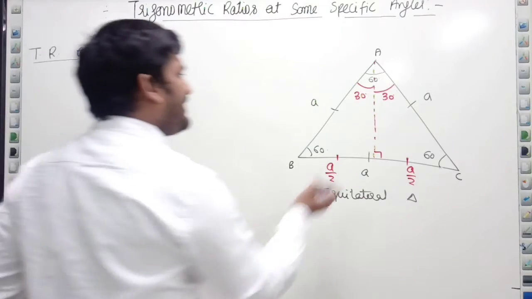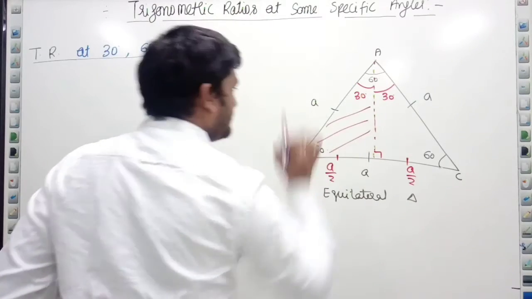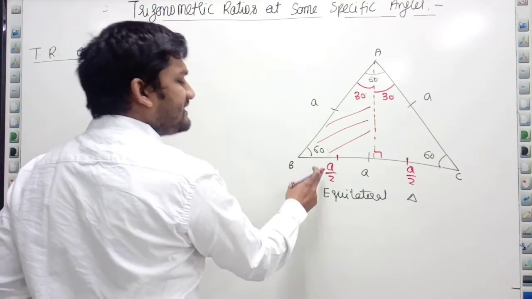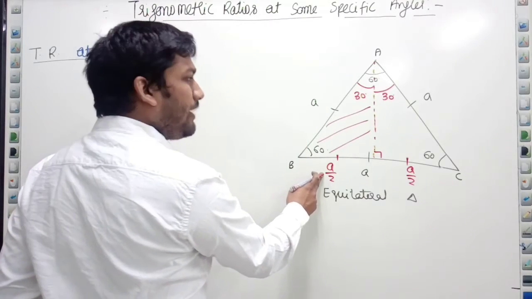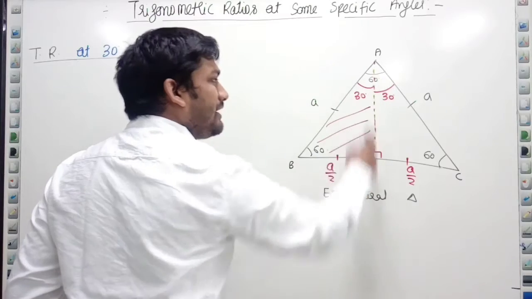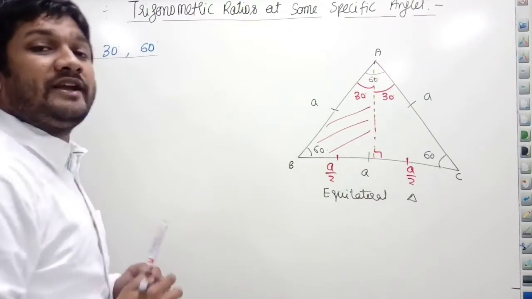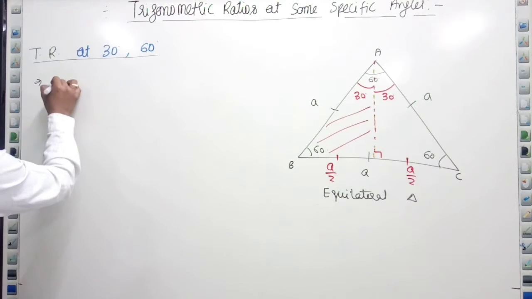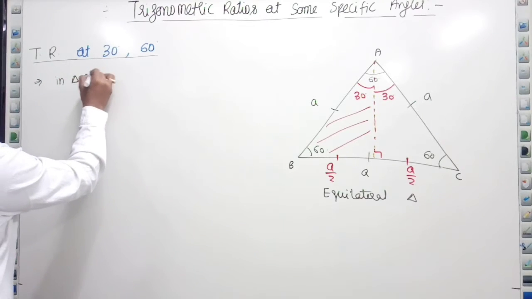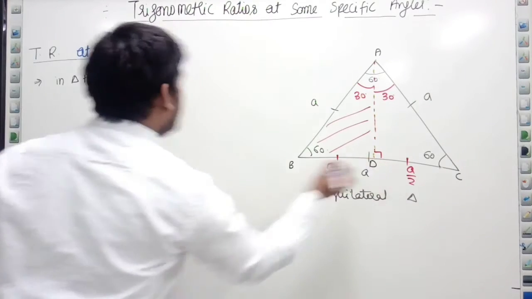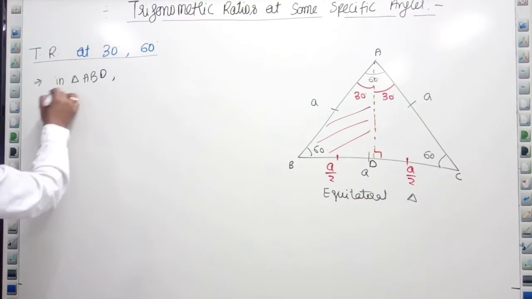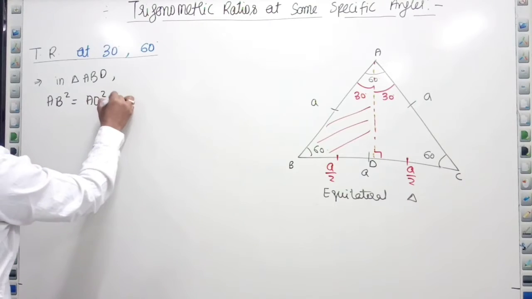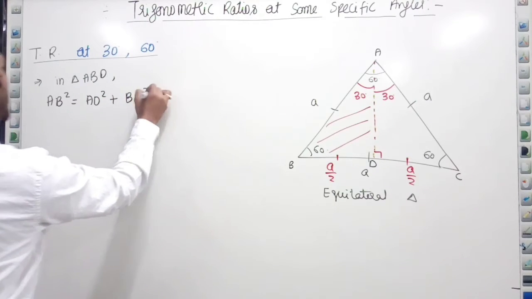Now, if I take this triangle, I know two sides, hypotenuse and base. Do I know the perpendicular? No. I will be calculating the perpendicular by the Pythagoras theorem. In triangle ABD, hypotenuse square AB square equal to perpendicular AD square plus base BD square.